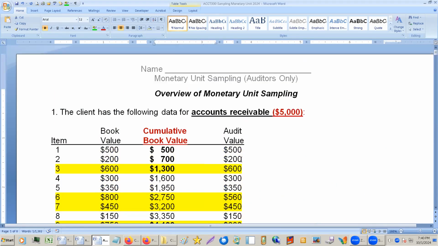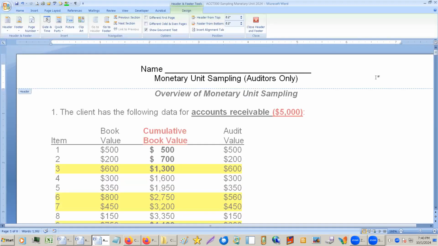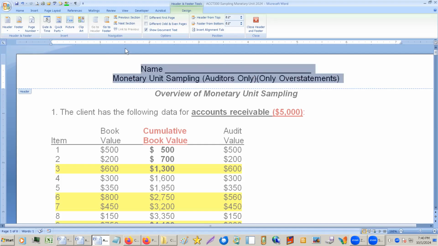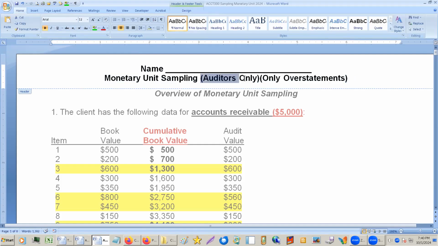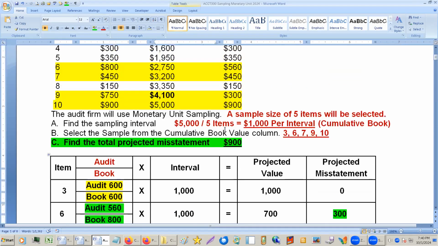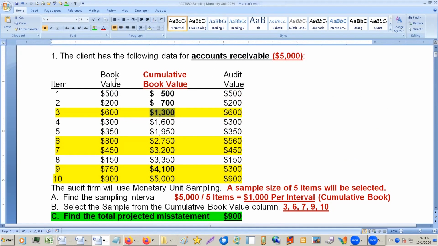And that's the beauty of this method. Now, this is only for overstatements. I'm going to put that right up here: only overstatements. Because if they were to decrease these, if they put their book value lower than it really is, there would be no chance of it being picked. If you put the value down to 0, there's 0 chance of it being picked. So this is only for overstatements.